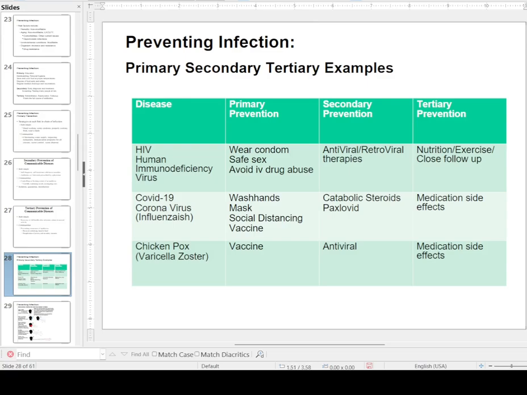HIV, okay, how do you not get HIV/AIDS in the first place? Wear a condom, practice safe sex, avoid IV drug abuse. I think all of you are aware of that.